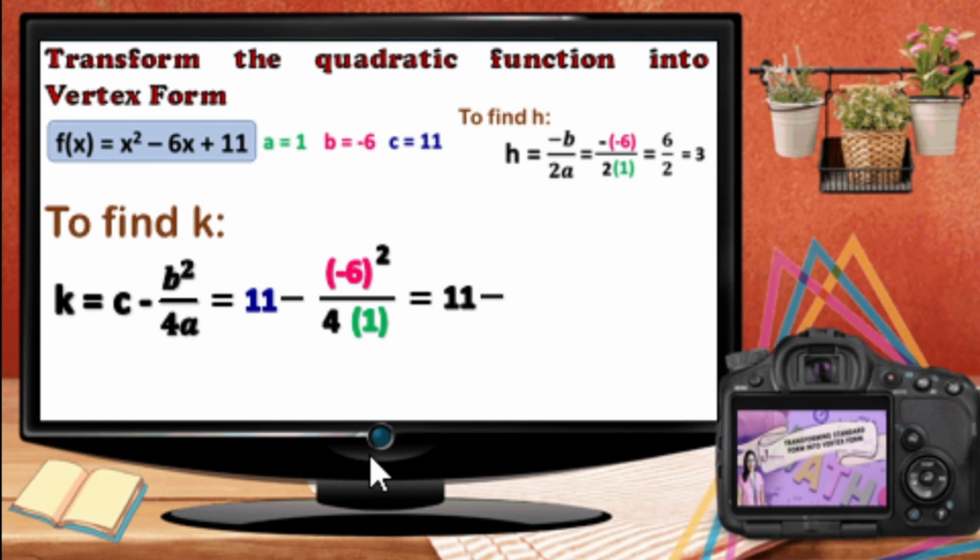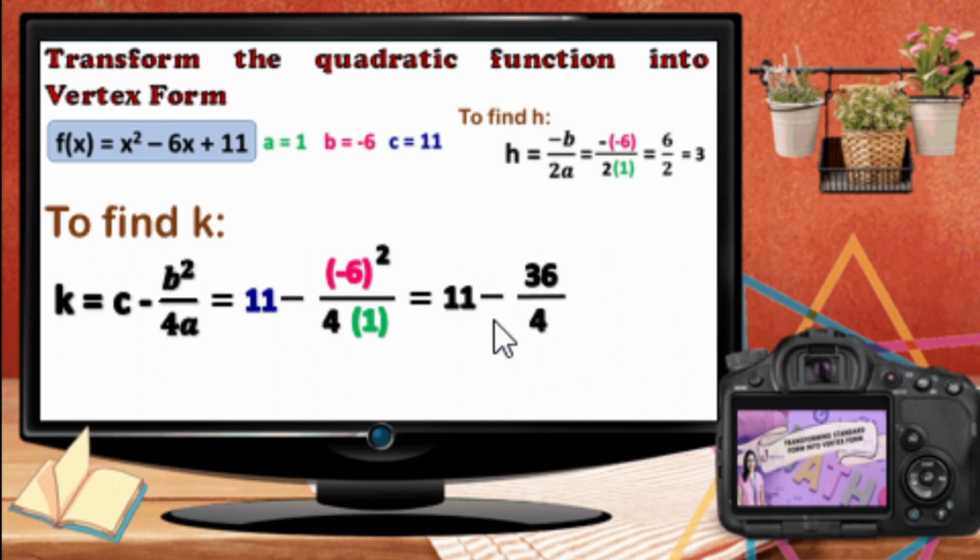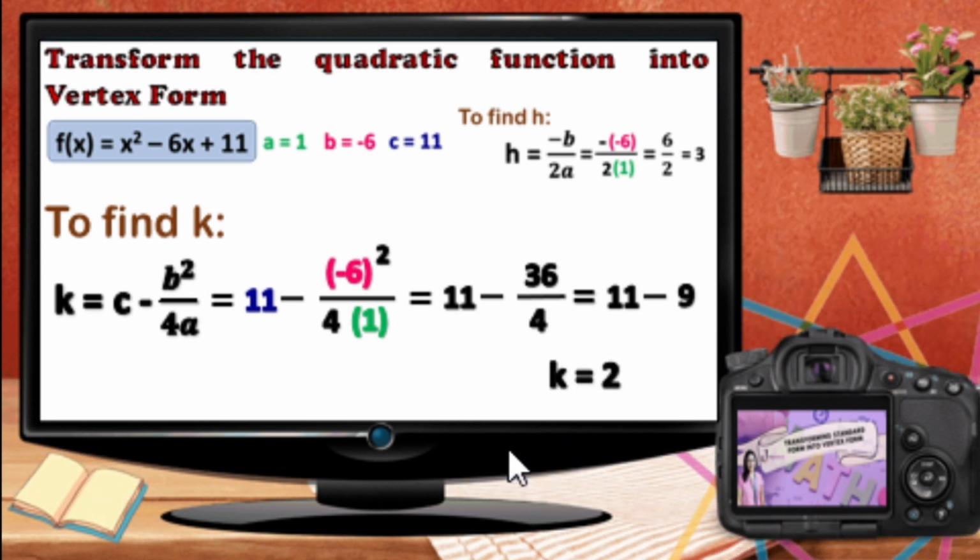Then we simplify. We copy the 11, the value of c, and then minus negative 6 squared, which is 36, or simply negative 6 times negative 6, so that is 36, over 4 times 1, which is 4. Then simplify further. 11 minus, we copy this, then 36 divided by 4 is 9. Therefore, 11 minus 9 is 2. So the value of k is 2.